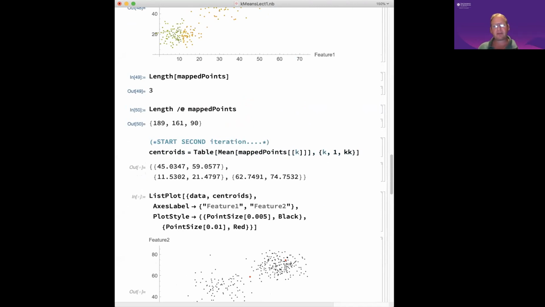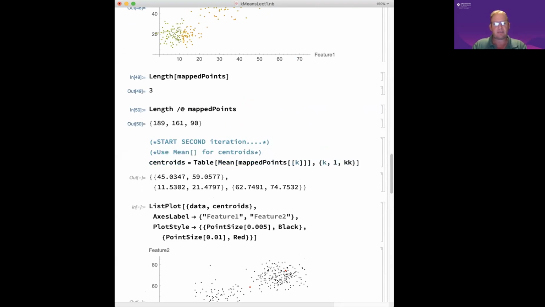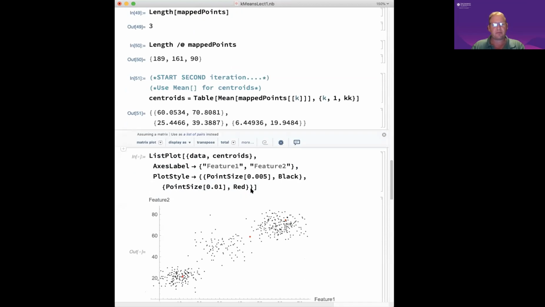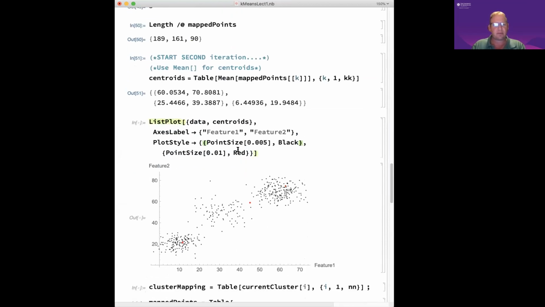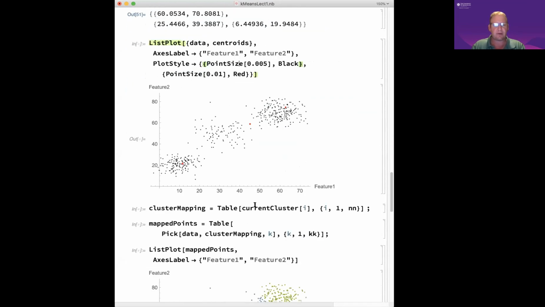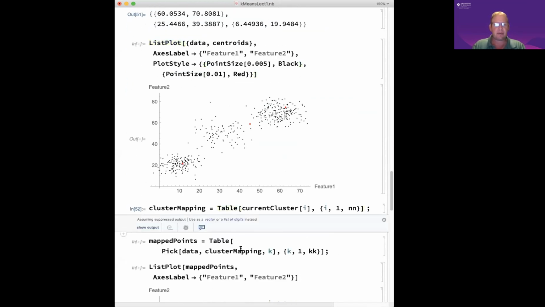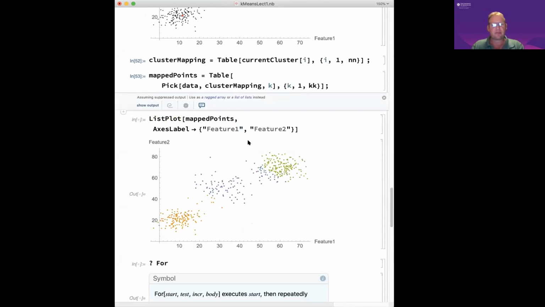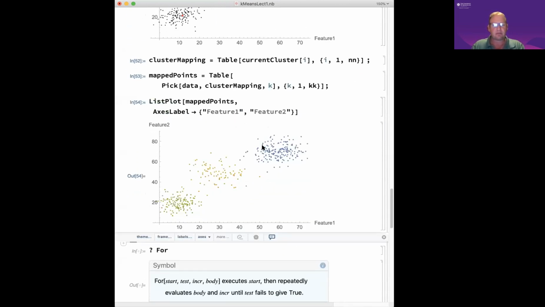In this iteration and onwards, we're not going to use random centroids. What we're going to do is use the mean for centroids. The centroids are the center of mass, so these are now the new centroids, the center of mass of the clusters we had before. Again, we can repeat the cluster mapping and pick the points close to these centroids. Oh, that already looks pretty good, doesn't it? In 2 iterations, this happened to kind of work.